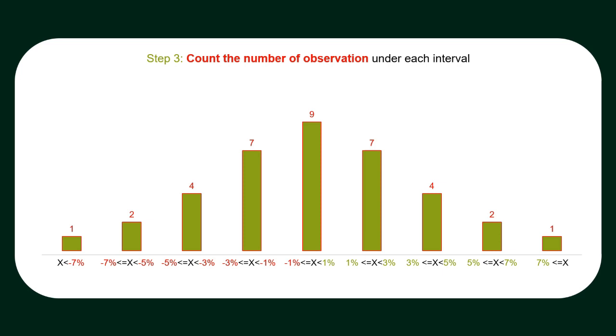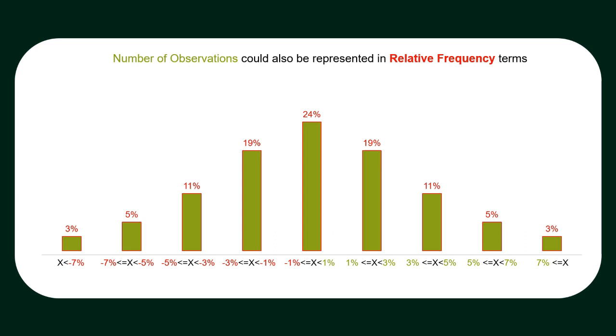The distribution of data in such intervals is called frequency distribution, which explains the frequency at which data is observed in a particular interval. We could also present this frequency distribution in relative frequency terms. Relative frequency means standardizing the number of observations in each interval relative to the total number of observations. For example, 9 observations between negative 1% to positive 1% represent 24% of total 37 observations.